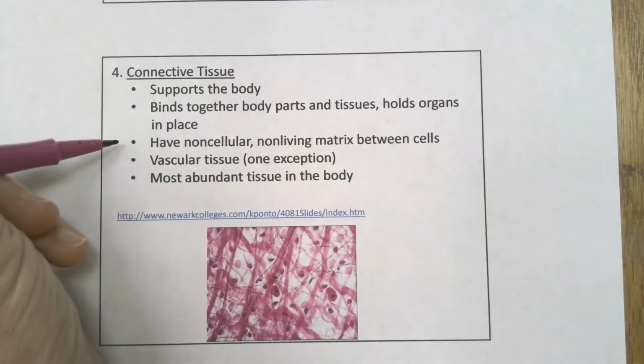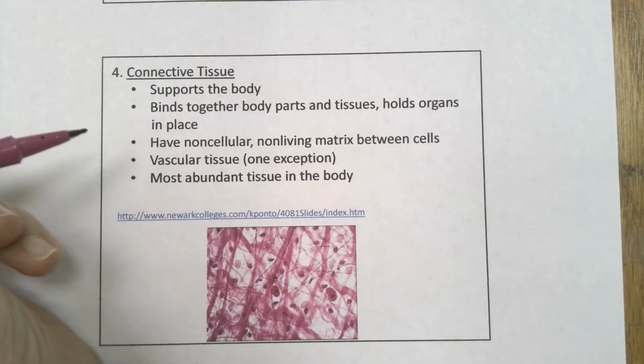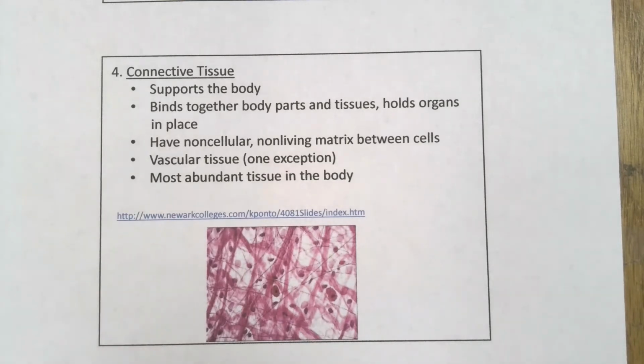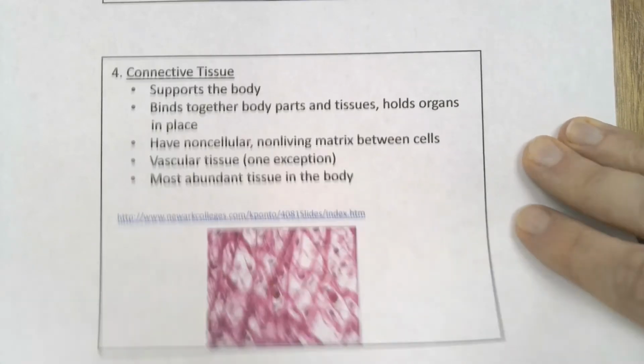And then all connective tissue has what's called a matrix that's non-cellular and non-living between the cells. And so we'll talk about that matrix in different types of connective tissue. Okay, so this is the widest variety of tissue types we're going to see in the body.